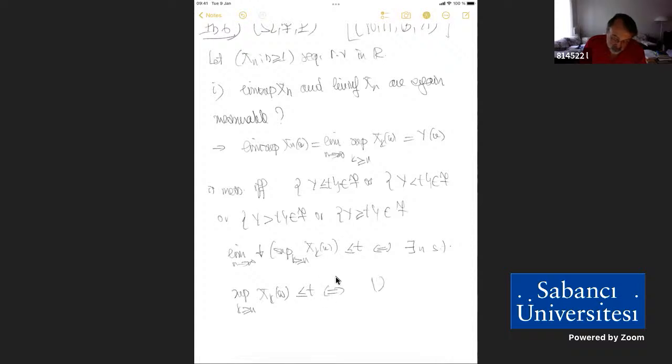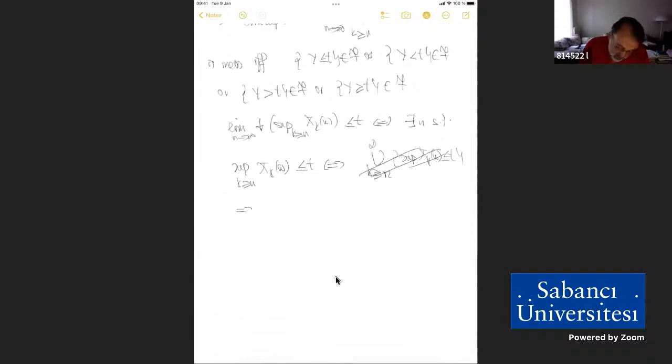This means the union with respect to n from 1 to infinity of the set where the supremum of x_k(omega) over k greater or equal to n is less than or equal to t. Sorry, it's not well written. This is the same thing as the union over n from 1 to infinity, at least one n, of the set where supremum over k greater or equal to n of x_k(omega) is less than or equal to t. Since the supremum is less than or equal to t, any x_k should be less than or equal to t. So for any k, I can write it like that.